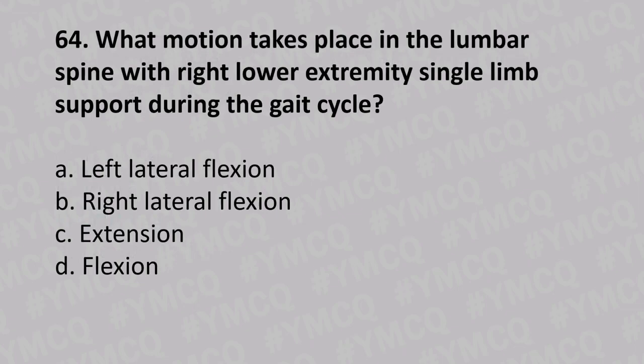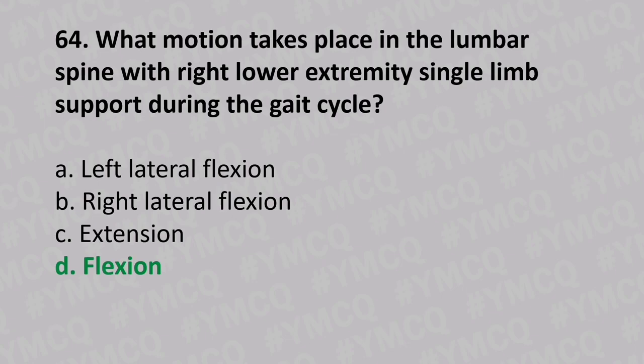Moving to our 64th question. What motion takes place in the lumbar spine with the right lower extremity single limb support during the gait cycle? Option A, left lateral flexion. Option B, right lateral flexion. Option C, extension. Option D, flexion. And the answer is option D, flexion.